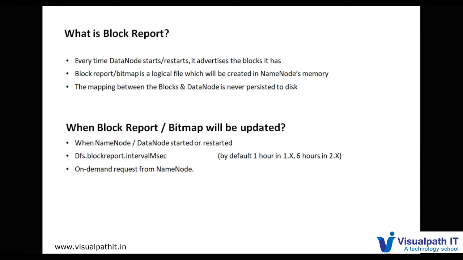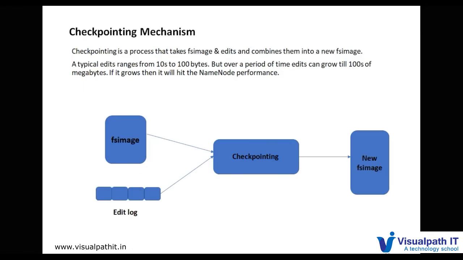Also, dfs.blockreport.intervalMsec is by default 1 hour in Hadoop 1.x and 6 hours in Hadoop 2.x. It will report the block information from the data node to the name node. And there is also an on-demand request from the name node. In another scenario, if the name node requires the block information from the data node, it can send a signal saying I want the block information from your data node. Then the data node will send the report to the name node.